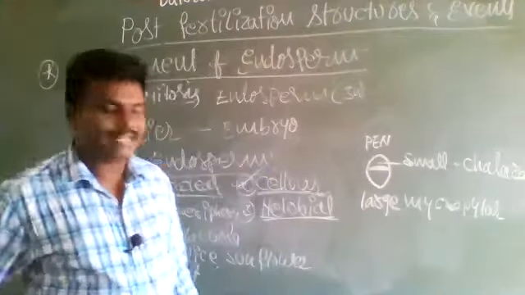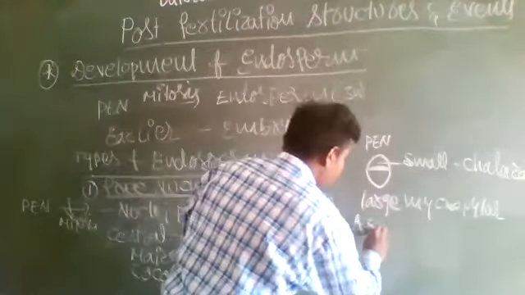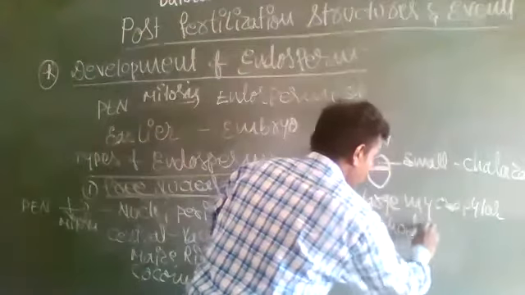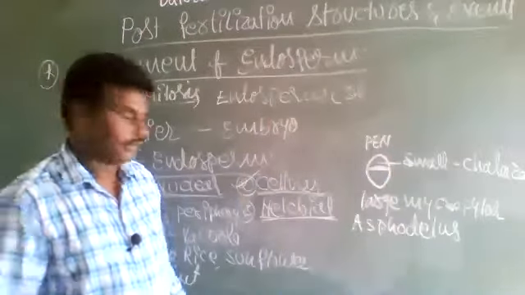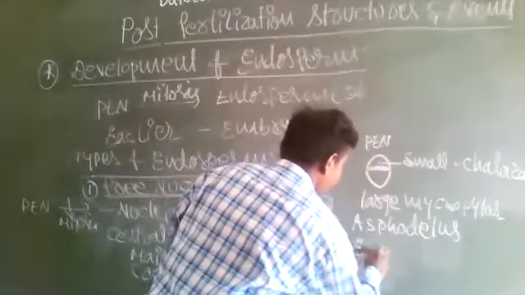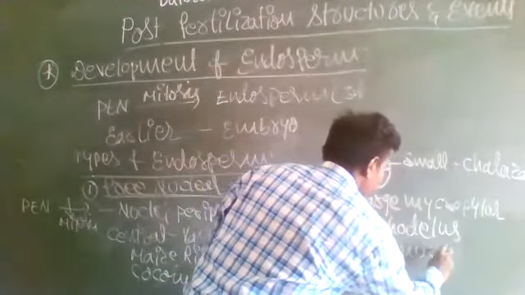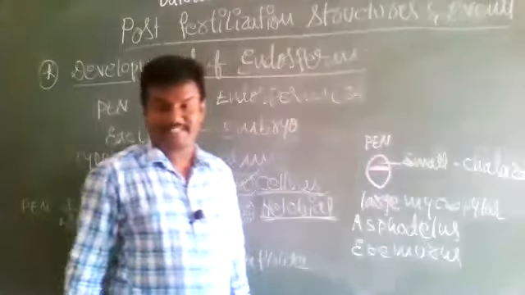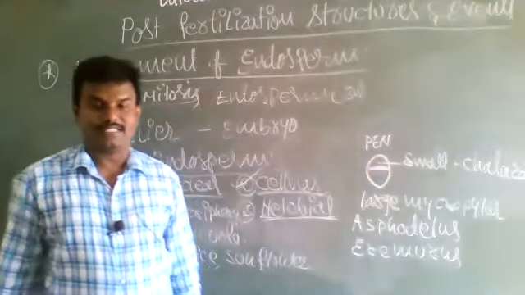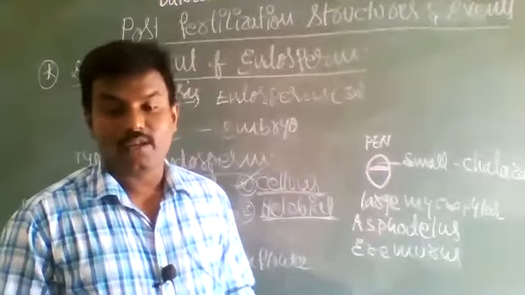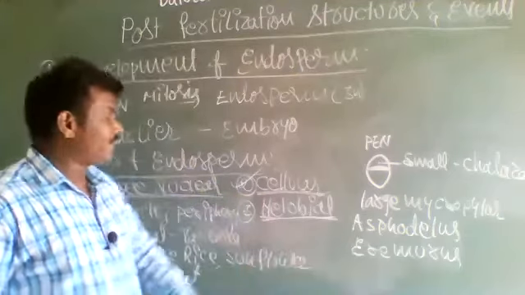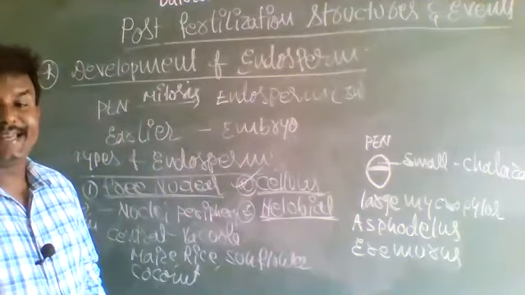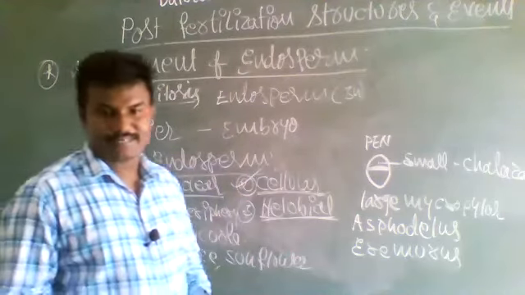It is seen in Asphodelus and Eremurus plants. In Asphodelus and Eremurus plants, this kind of helobial endosperm can be seen.